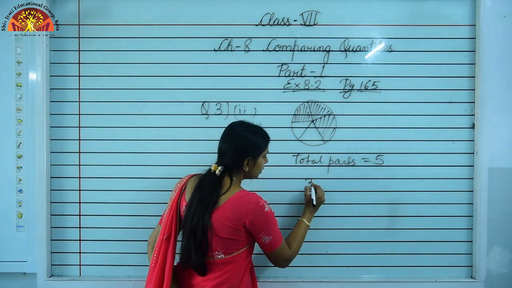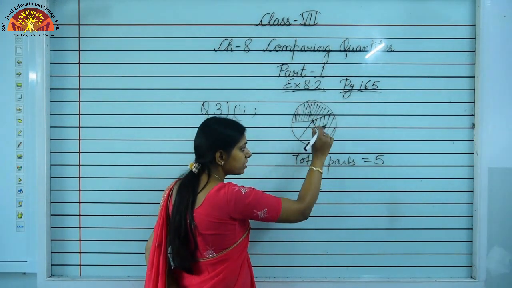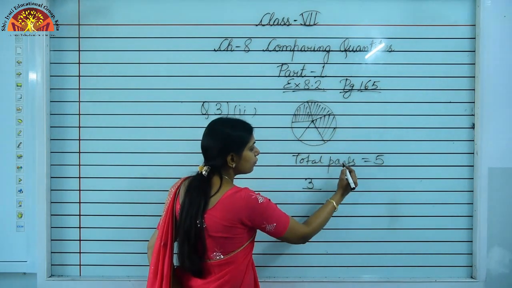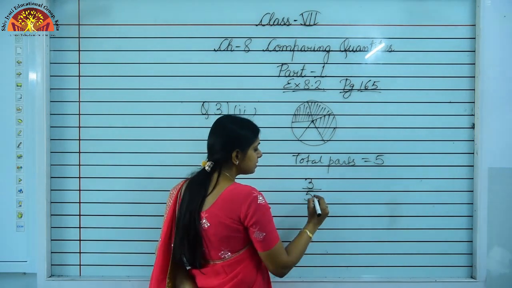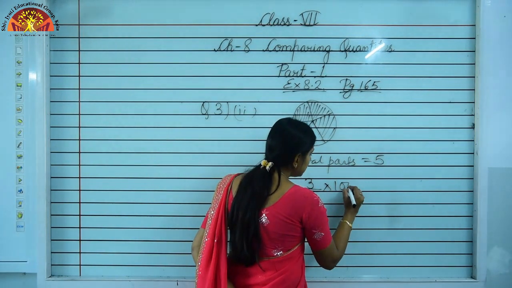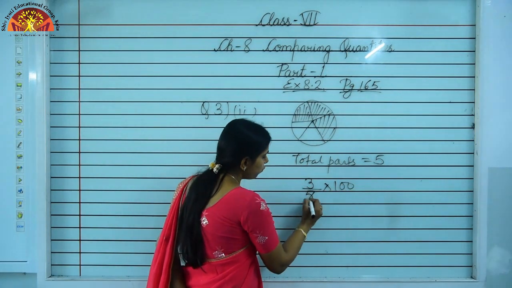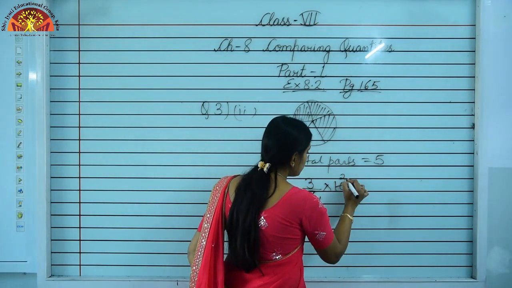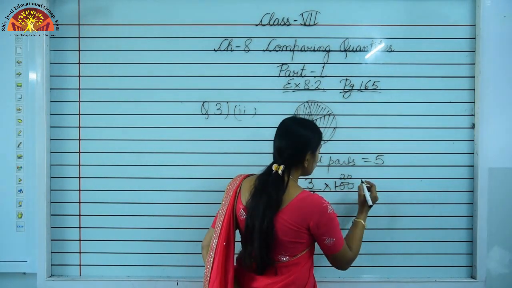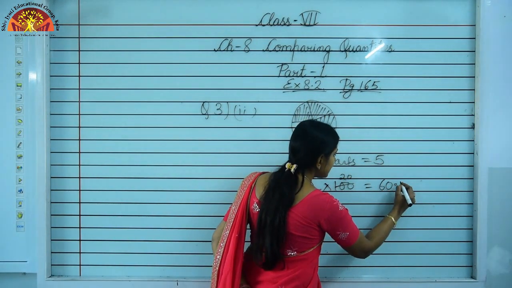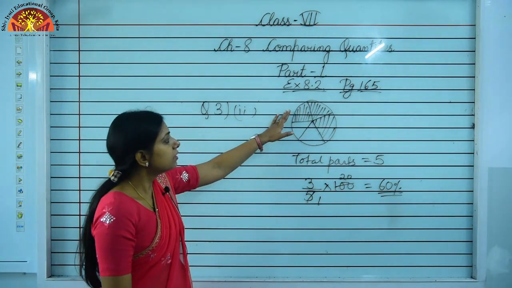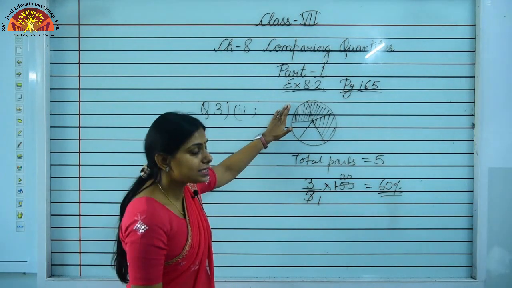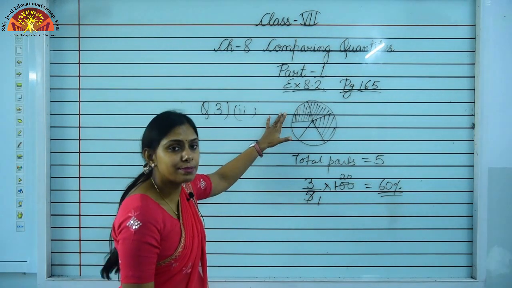So 3 upon, that is the number of parts shaded, upon the total number of parts. The total number of parts is 5. As you have to find the percentage, you will just multiply it by 100. So 5 ones are 5, 5 twos are 10, 0, that is 3 into 20, it comes out to be 60%. That means 60% of this circle has been shaded.